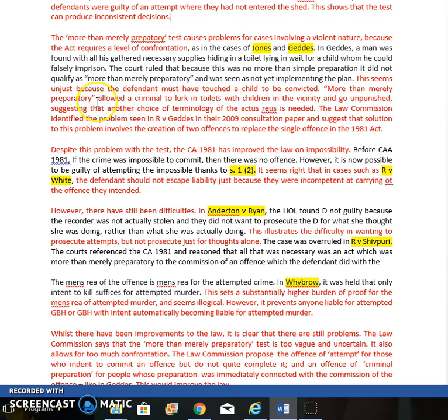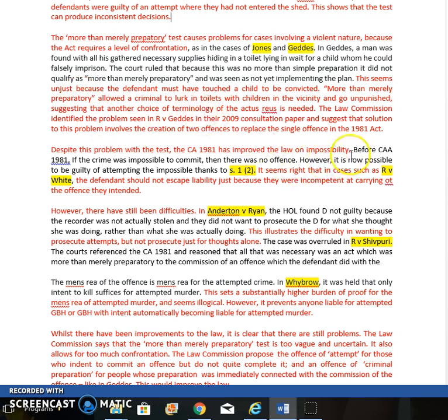So Geddes seems unfair because the defendant would have had to have touched a child to be convicted. So this more than merely preparatory test is allowing a criminal to lurk in toilets and go unpunished, suggesting that maybe a different terminology other than more than merely preparatory might be better. And the Law Commission has made a recommendation on that, which you can see I've put there. I've dealt with the more than merely preparatory test.